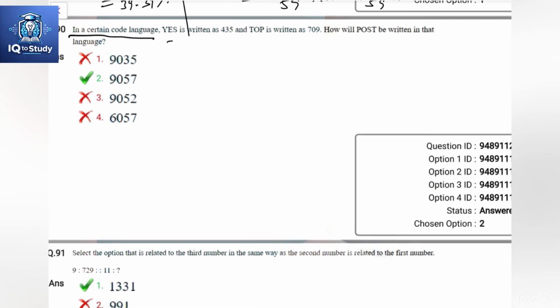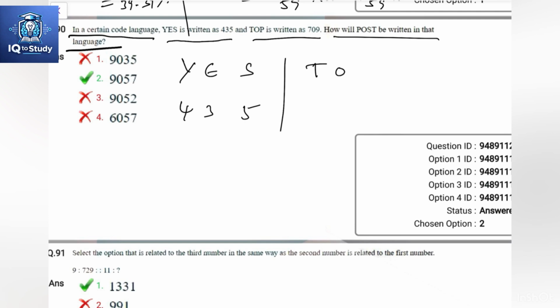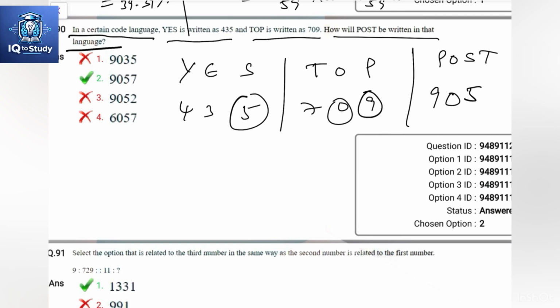In a certain code language, S is written as 435, top is written as 709. How will post be written in that language? Here they have written S as 435 and top as 709, and we have to find post. Here P is 9, O is 0, S is 5, and T is 7. So the answer is 9057, option number 2.